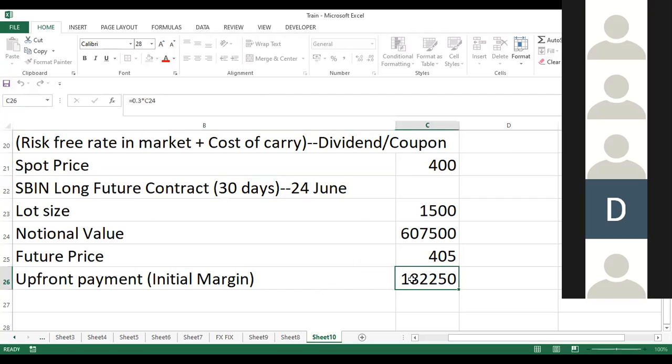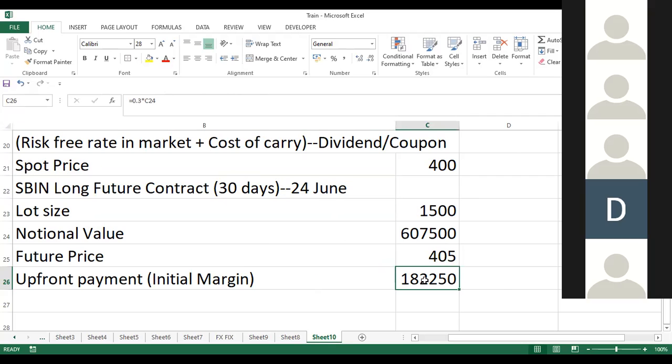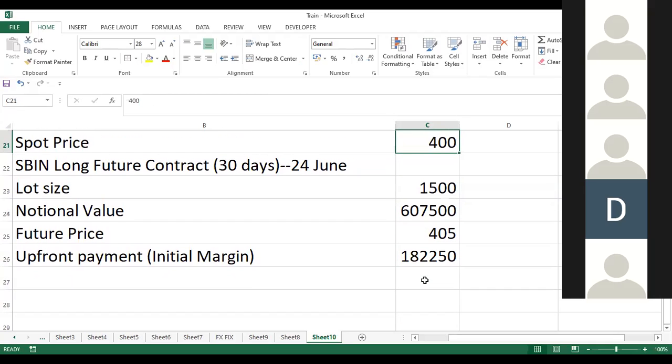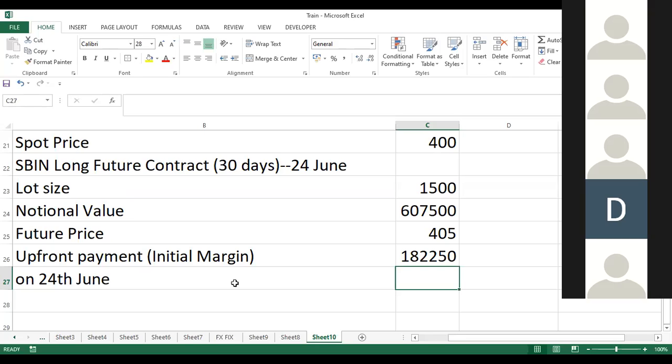So you paid an initial margin of 1 lakh into 2000 something. 24th June is the expiry date. Now we're talking about how this can be physically settled. On 24th June, which is the settlement date, the price of the futures contract becomes 430 rupees. You bought at 405, and now the futures contract is 430.